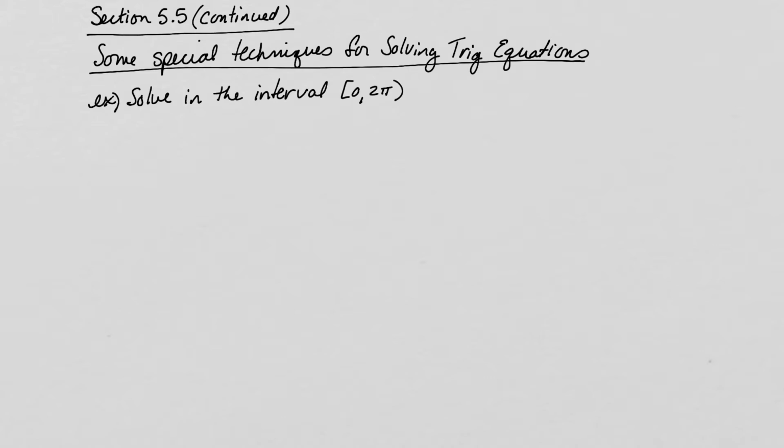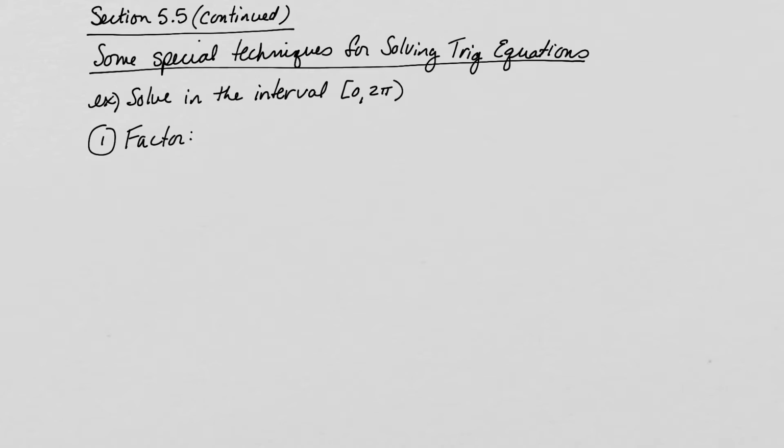So, solving in the interval. I want to solve in the interval from 0 to 2 pi. All of these techniques that we're going to do, they work even if you are just finding all solutions. So they're not specific to solving in the interval from 0 to 2 pi. That's just where we're going to solve these equations. So the first technique is sometimes you have to factor.